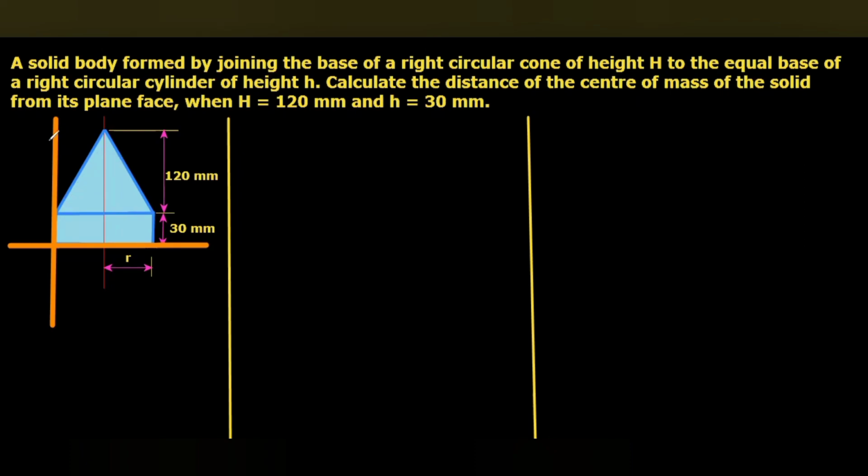That means this is the reference axis for x bar calculation, and the bottommost line is the reference axis for y bar calculation. Since it is symmetric about the vertical axis, the distance of the center of gravity from the reference axis for x bar will be the same, equal to the radius of the base of the cylinder. So x bar we are not going to calculate. Here we are only going to calculate y bar.